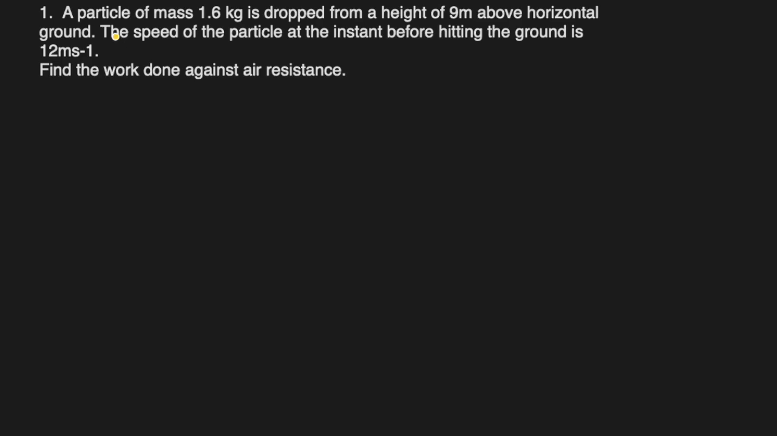Okay, question number 1. A particle of mass 1.6 kg, so mass is given to us, is dropped from a height of 9 meters. So just dropped. It was here and it was just let go above horizontal ground. So 9 meters, this is 9 meters above horizontal ground. The speed of the particle at the instant before hitting the ground is 12 meters per second. Just before this particular moment, the velocity is 12 meters per second. Find the work done against air resistance.